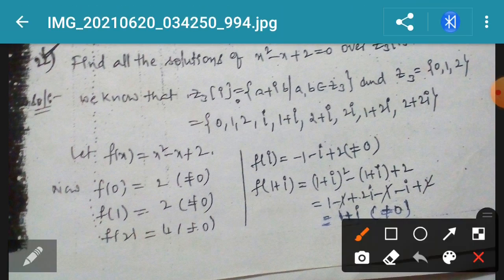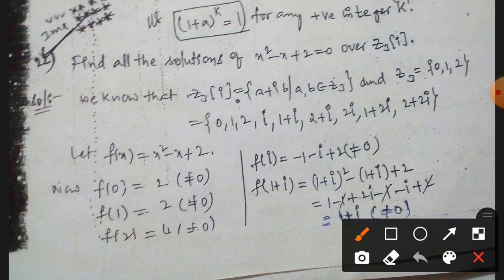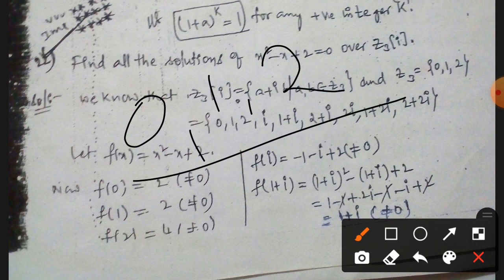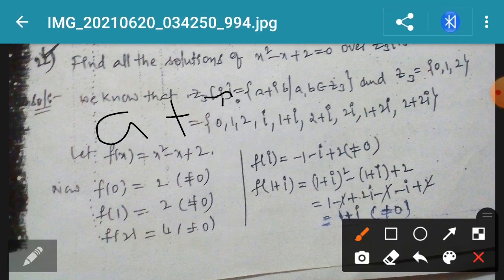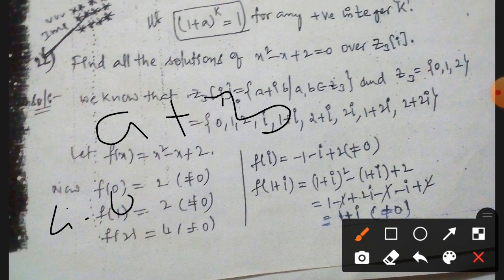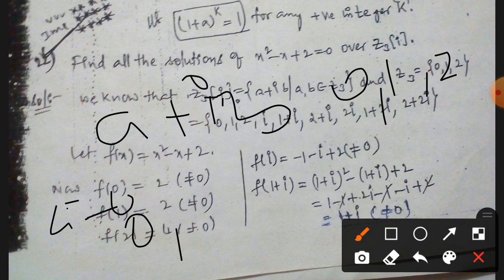Already this type of model, one problem is completed. We use 0, 1, 2 to form our Gaussian integers. The Gaussian integer is in the form a plus ib, so we take a value and b value from our Z3 elements only. We take a equals 0, b equals 0, giving 0 only. We take a equals 1, b equals 1, and we get 1 plus 1i. A equals 2 and b equals 2 gives 2 plus 2i.